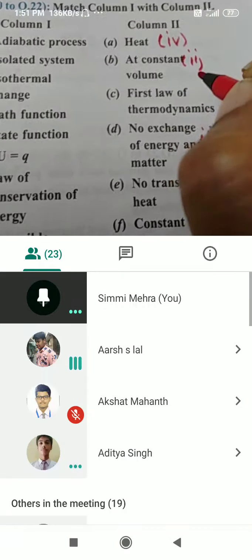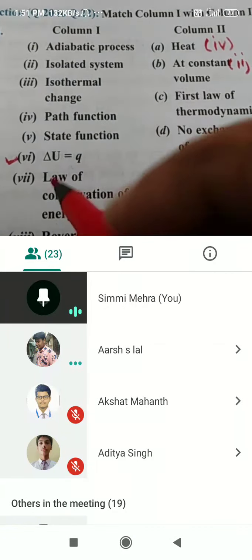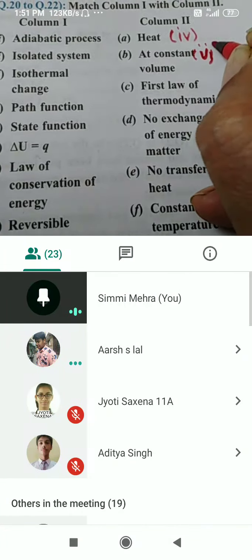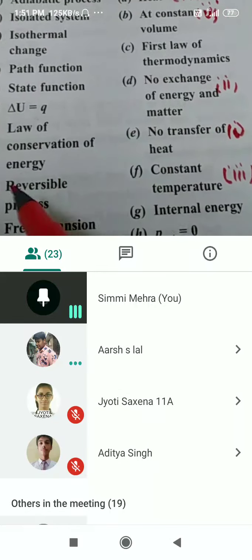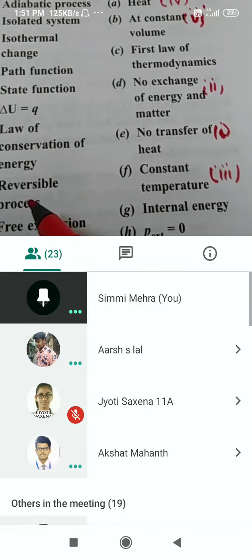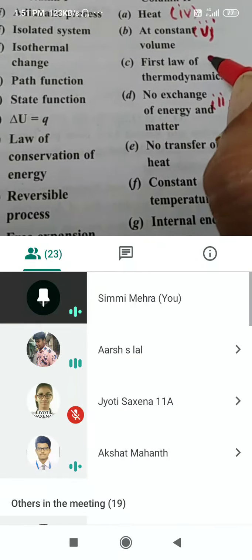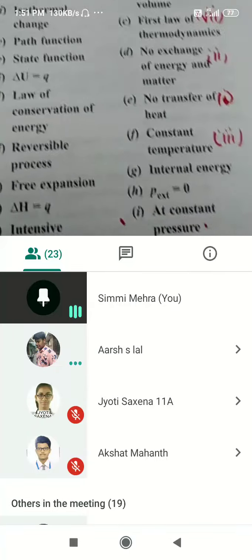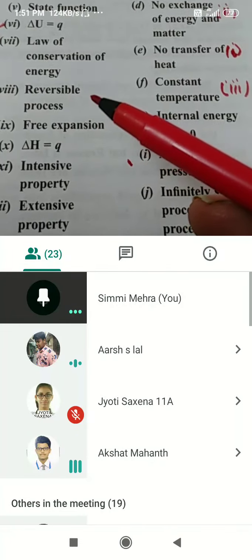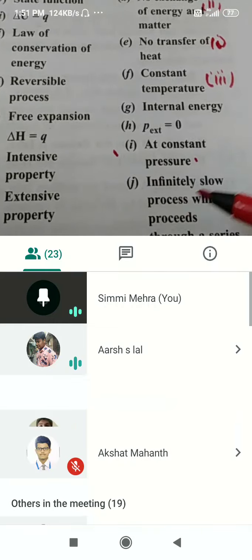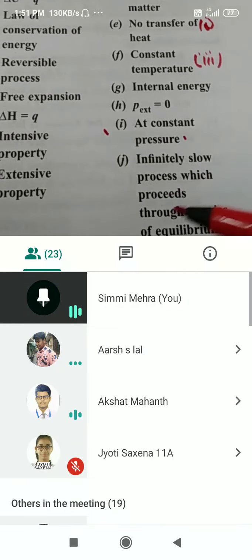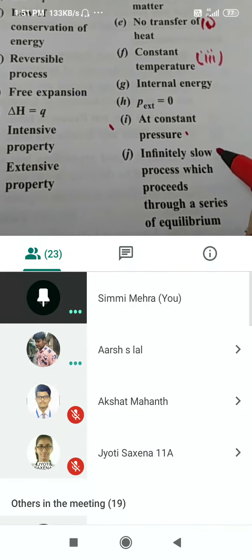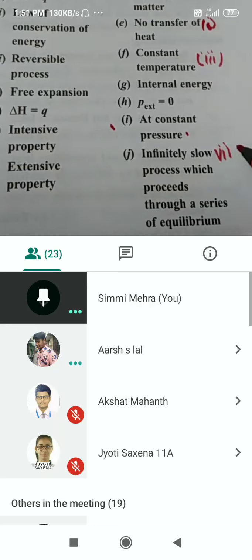Oh, yes. So this was what? This is your sixth one. Sixth option. Now come to the seventh one. Law of conservation of energy. First law. So this is 7. Eighth one. Come to the eighth one. Reversible process. Infinitely slow process which proceeds through a series of equilibrium. Yes, this is correct. 6, 7, 8.